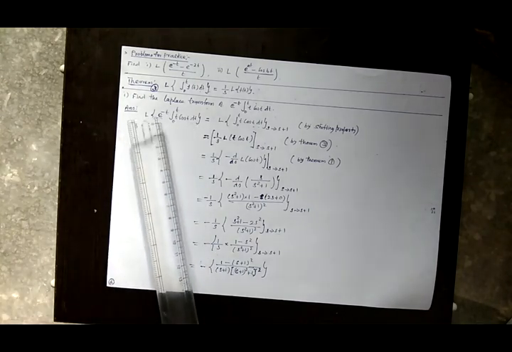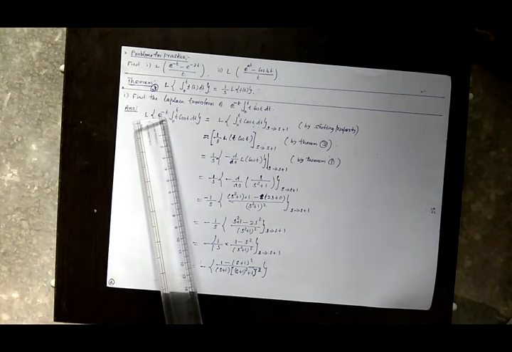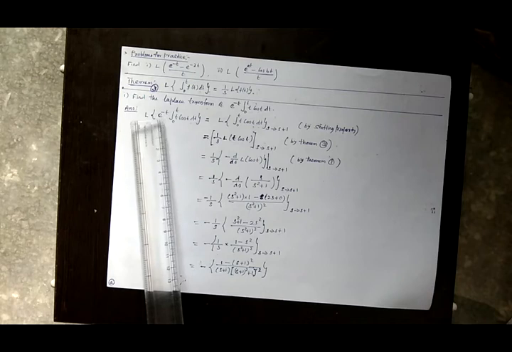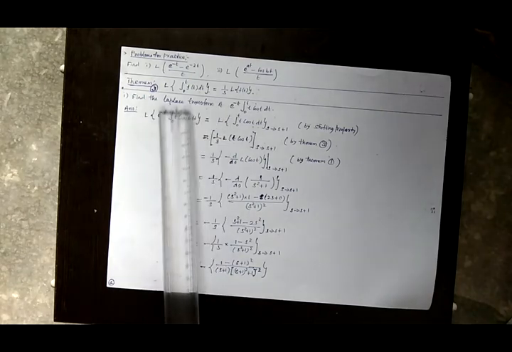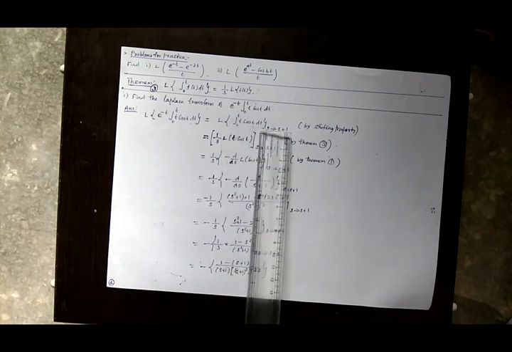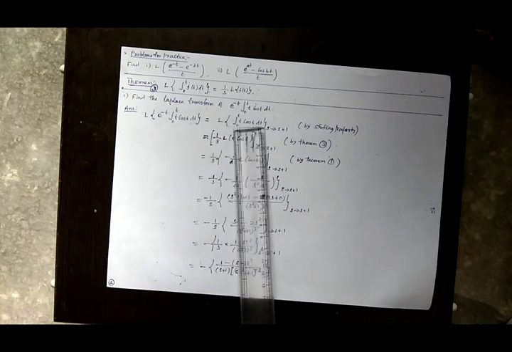So according to the first shifting property, the Laplace transform of e power minus at into f of t will be equal to L of f of t, where s tends to s plus a. So here f of t is this integral 0 to t of t cos t dt. For that you have to find the Laplace transform, and in that you have to take s equal to s plus 1.